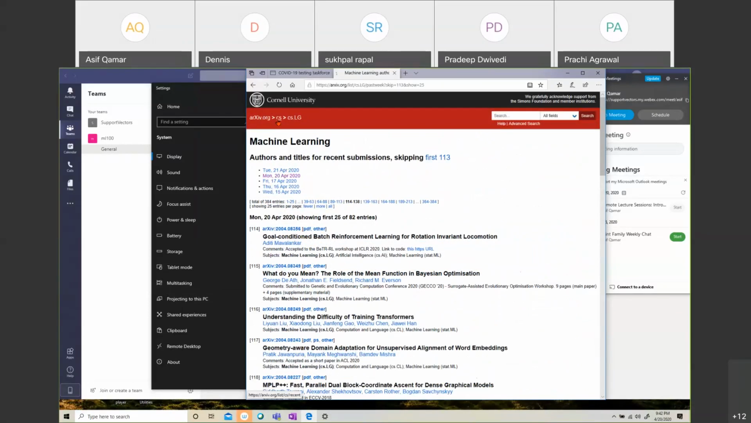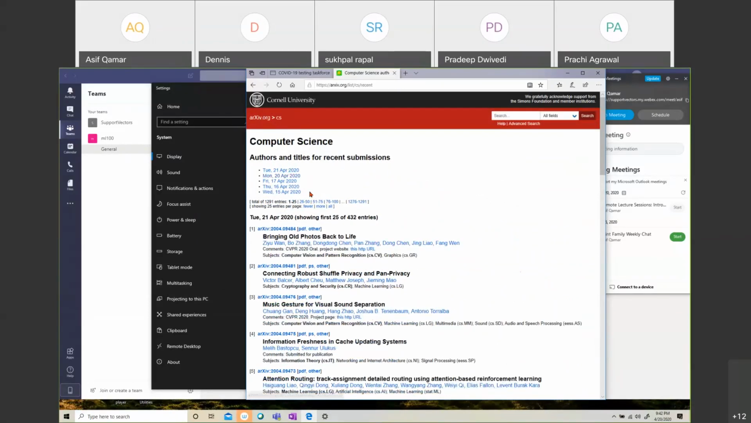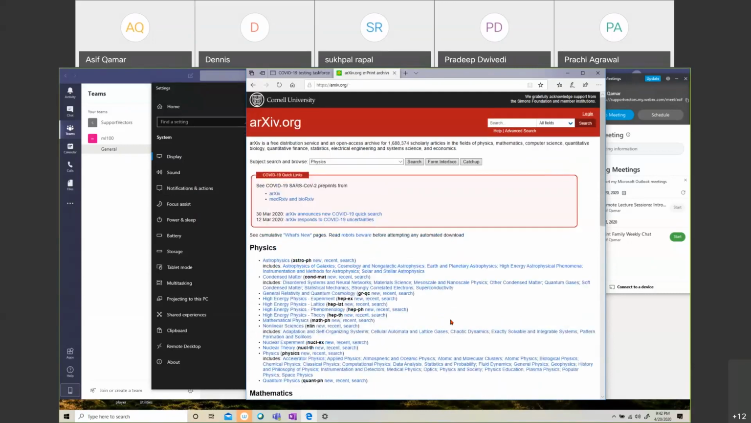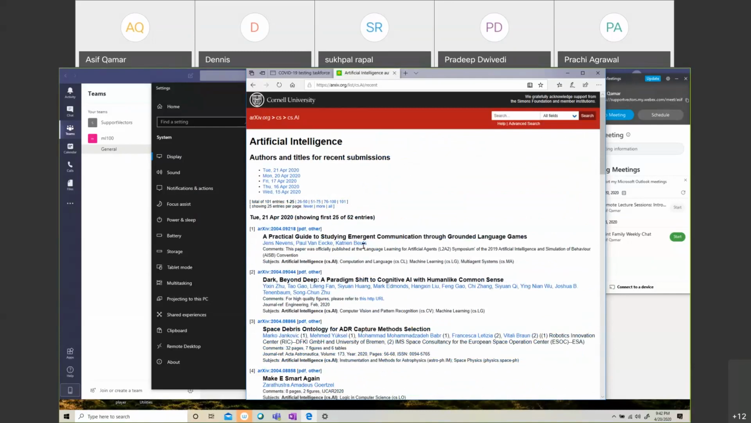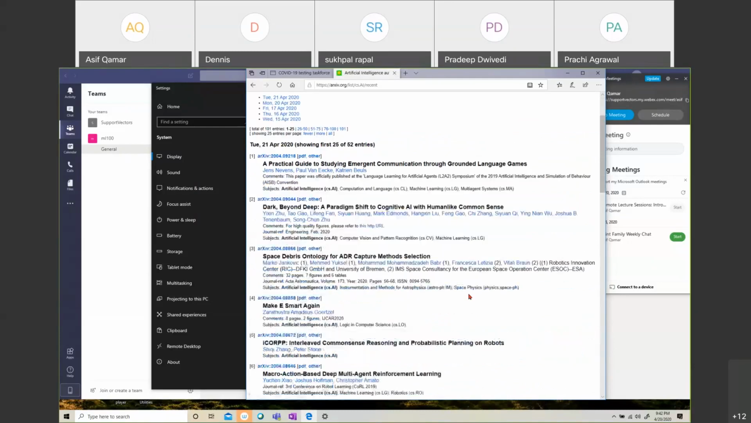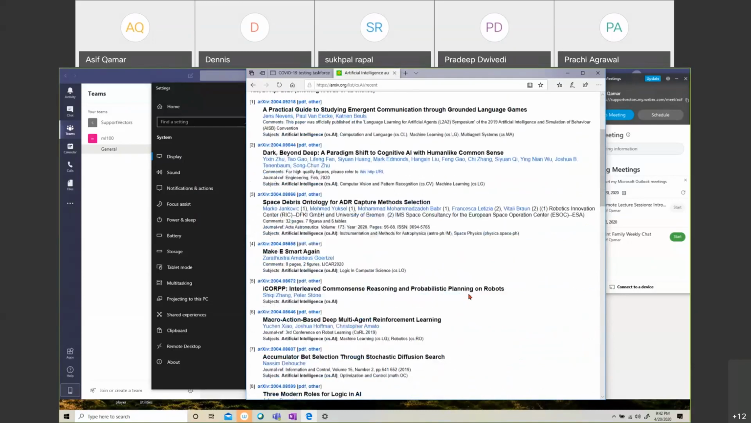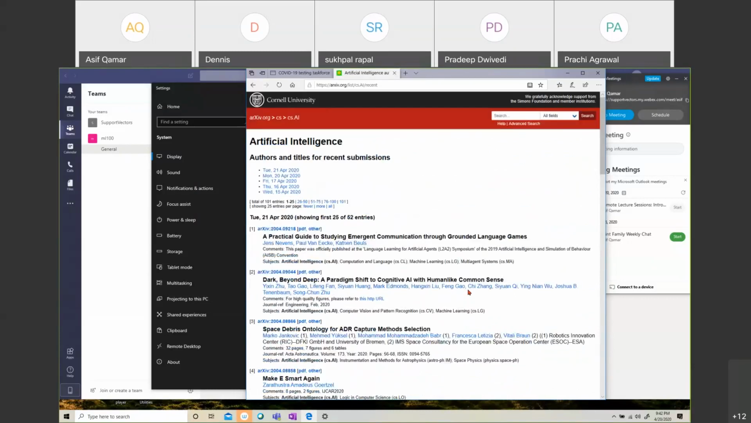Just in CS, for example, machine learning and AI are related, so some people publish here, some there. If you go back up, you can go to AI, and there is NLP and so on and so forth. You can see that there are so many papers being published every day. This is the place where researchers publish their work before it makes it to the journal. By the time it makes it to the journal, everybody and his brother knows about that work. If it is good work, everybody knows about it. But generally, it starts here.